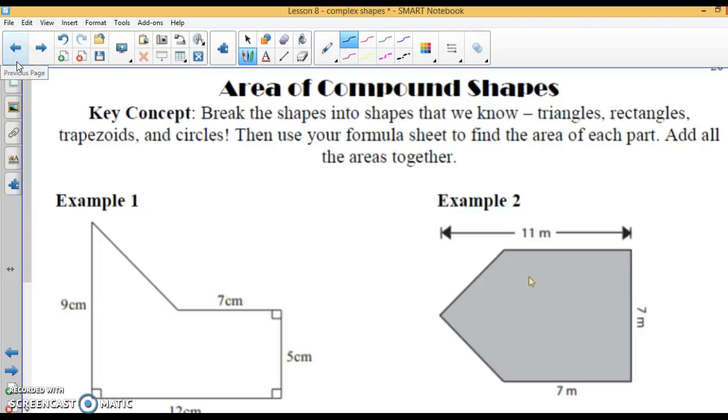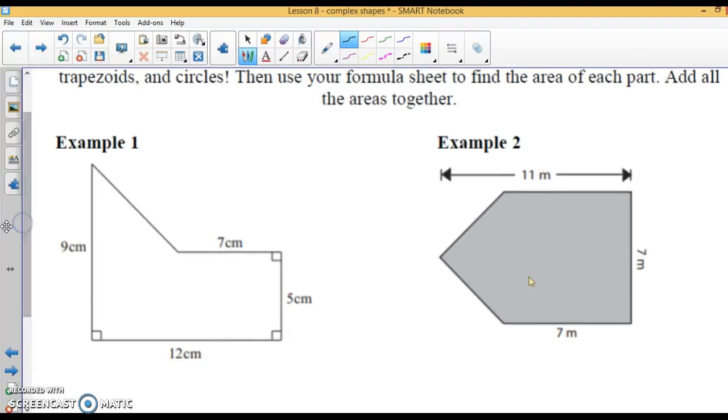All right. Now, we are in our note packet, page 20. We are looking at areas of compound shapes. There are multiple ways to do this. What you need to do is break these shapes. These are shapes that don't show up directly on your formula sheet, so you need to split them up into shapes that you know.